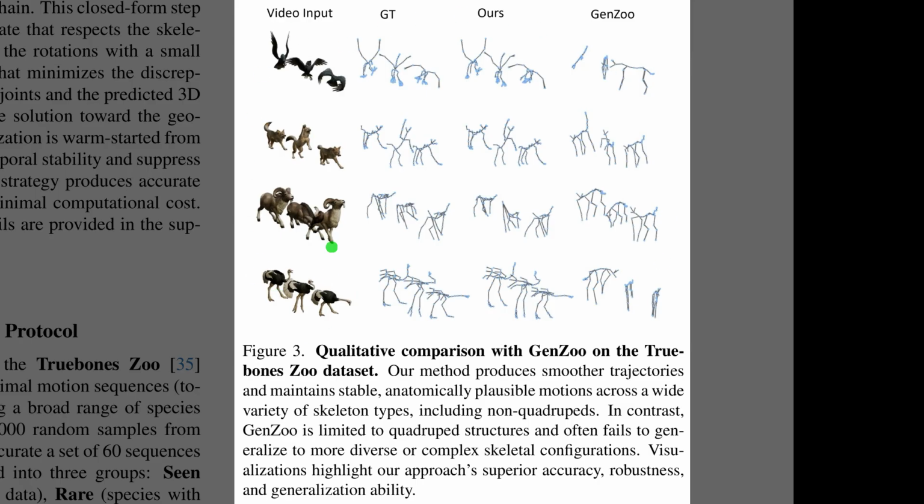So, after the architecture details, Figure 3 compares the predicted motions against both ground truth and the General Zoo baseline. The left column shows diverse video inputs, from flying birds to running dogs, rams, and ostriches. The next column gives the true skeleton motion, which serves as the reference. The third column shows this method's predictions that closely track the ground truth and stay smooth over time. The rightmost column illustrates General Zoo, which often jitters, collapses, or loses limbs, especially for non-quadruped bodies.